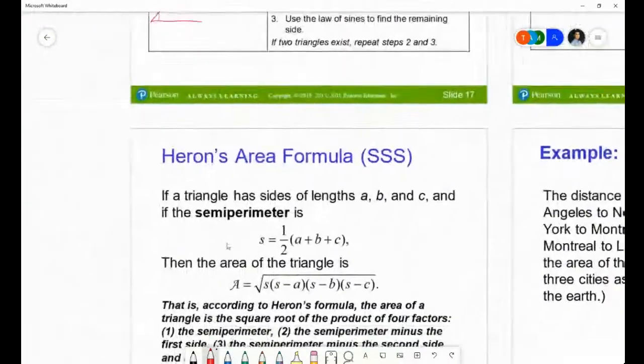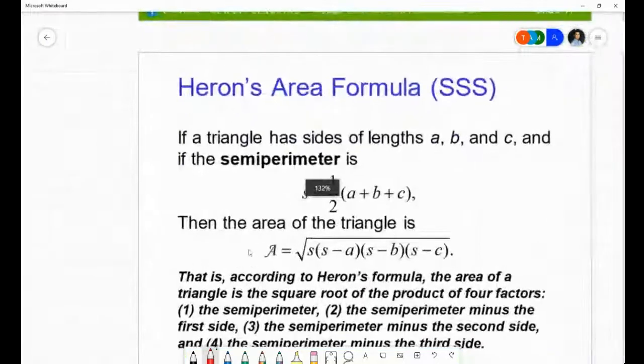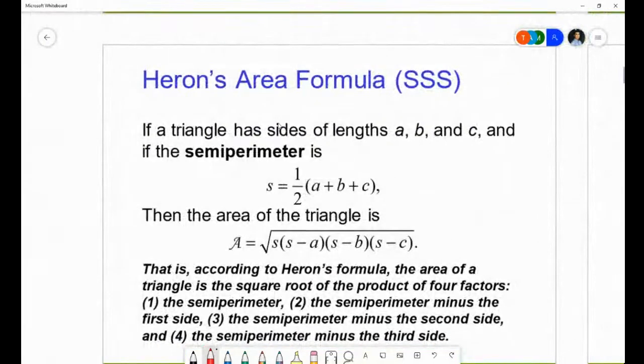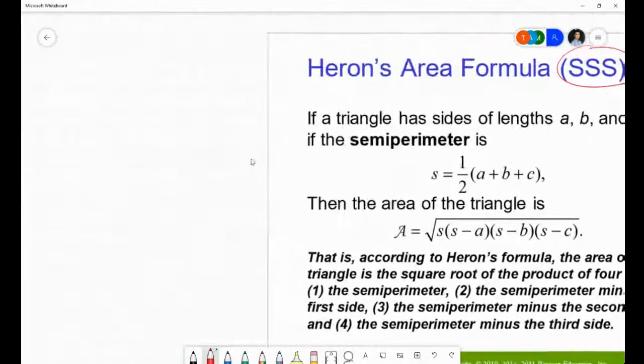All right, so here we're going to look at Heron's area formula. Now, this formula is only applicable if you have three sides. Normally, when we are asked to find the area of a triangle, that's really easy. You actually learned this maybe in fourth grade. We take the base times the height and then divide that by 2.